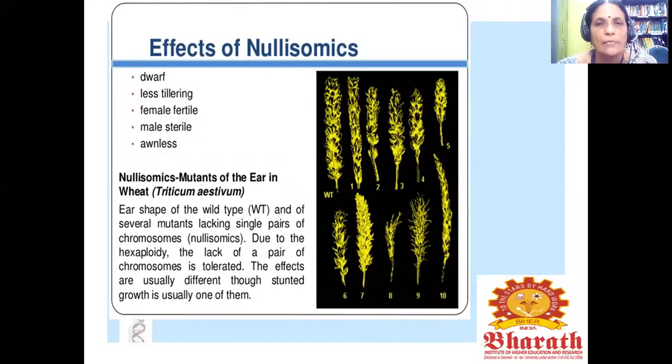Next we talk about the effect of nullisomics: dwarf, less tillering, female fertile, male sterile, awnless. These are nullisomic mutants of the ear in wheat, Triticum aestivum. You see the ear shape of the wild type and several mutants lacking single pairs of chromosomes, the nullisomics. Due to hexaploidy, the lack of a pair of chromosomes is tolerated. The effects are usually different, though stunted growth is usually one of them. You see the wild type.